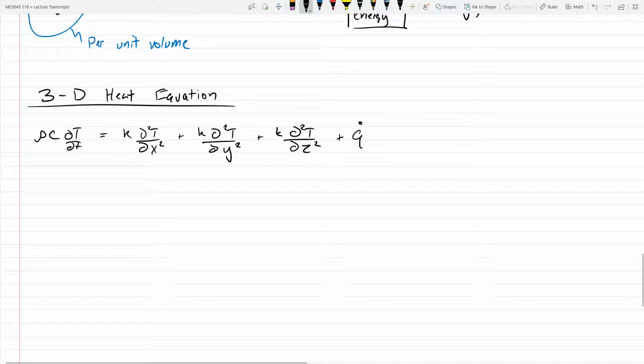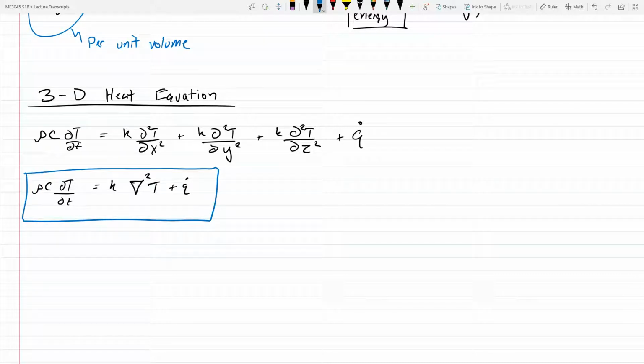If we go ahead and factor out this K, our thermal conductivity, then we can write this in a more compact form. Partial T partial t is equal to K del squared T plus Q dot. And this is the 3D heat equation, which is an even bigger deal than the one-dimensional version.